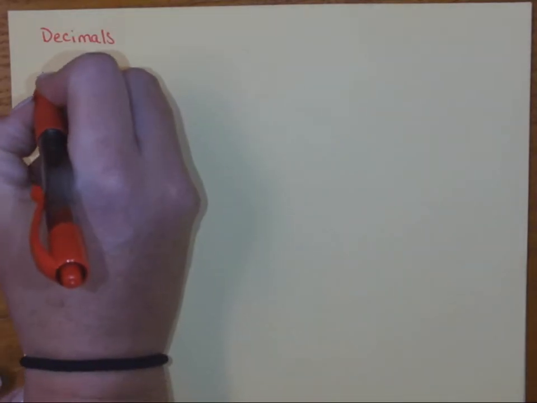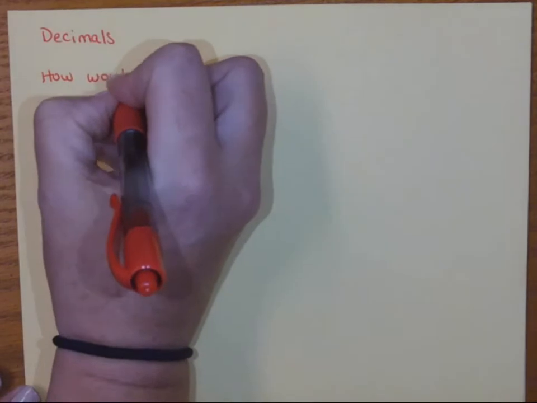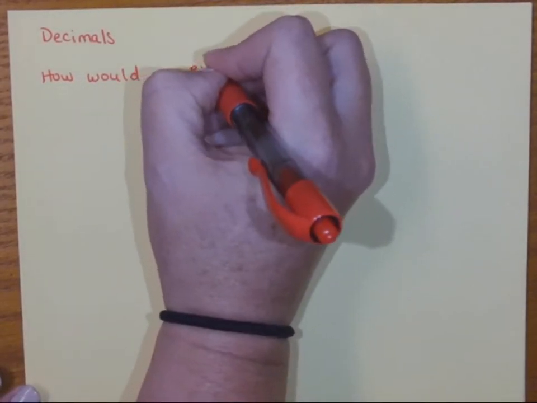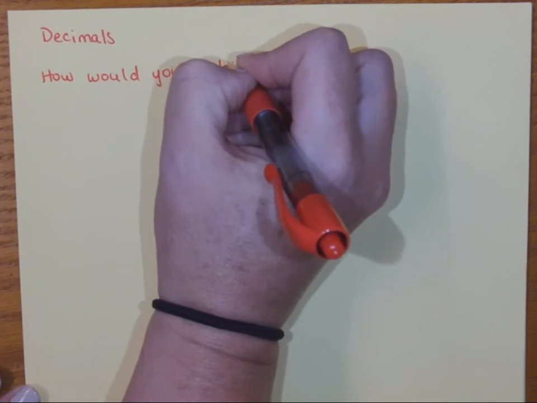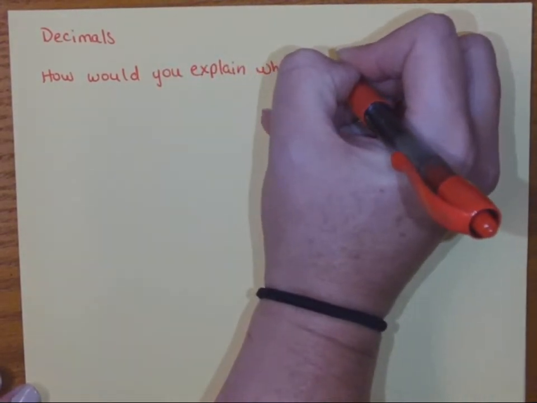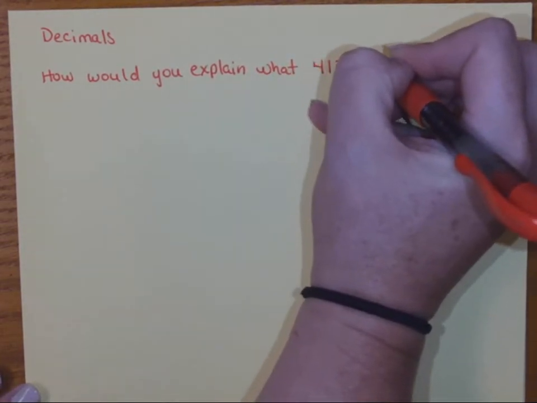So today we're going to look at some basic properties of decimals. So I want you to think about something. How would you explain what a decimal was to a student that had never seen one before, similar to the question I asked you about fractions? So let's just take this decimal, 413.458.